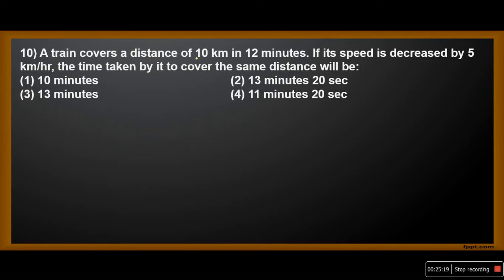A train covers a distance of 10 km in 12 minutes. If its speed is decreased by 5 km per hour, the time taken to cover the same distance will be... Now, let us find the speed first. Speed is equal to distance divided by time.